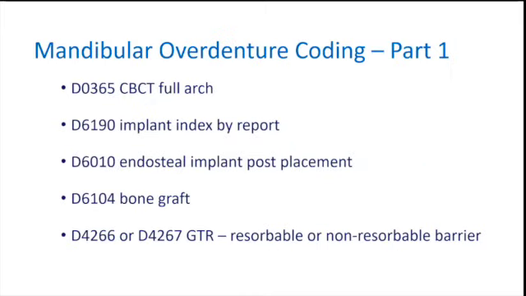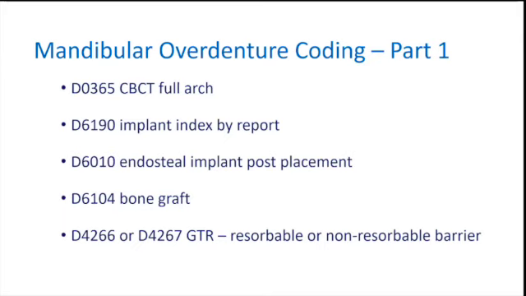First is the CBCT full arch, and that's reported using D0365. And then we created a radiographically guided index to place the implant. That's by report, and that is coded by D6190. Then we record D6010 endosteal implant placement, and that's reported twice, once for tooth number 22, once for tooth number 27.